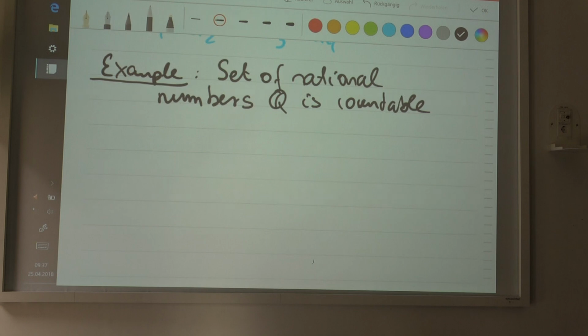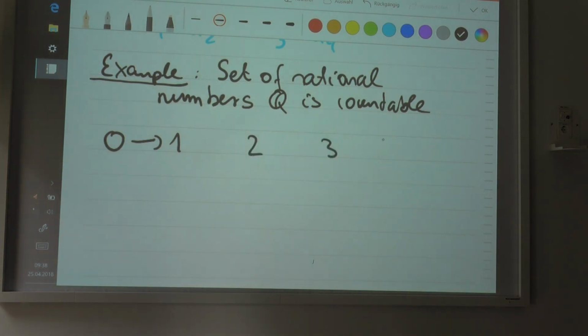And let me just demonstrate how you would count the set of rational numbers. Now it's sufficient to focus on positive rational numbers. Rational numbers are numbers that can be written as fractions. You know that, right? So for instance, let's start with 0. Then I continue with 1. So what I'm doing is I'm preparing 1, 2, 3, 4, etc. Here in the next line you would have also 1, 1 over 2, 1 over 3, 1 over 4.